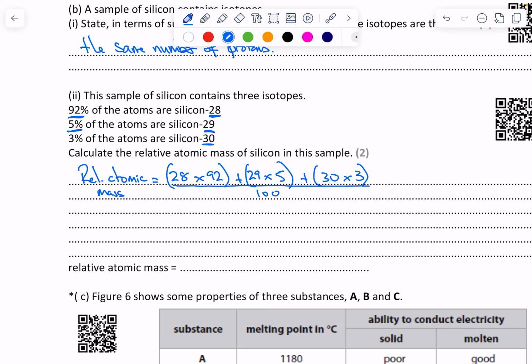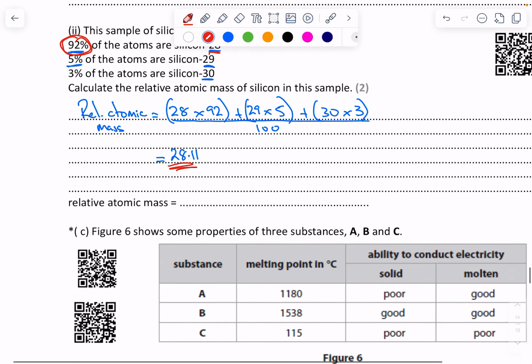So plug that into a calculator. It's given me an answer of 28.11 as a final answer. And if we just check that, because 92% had a mass of 28, we'd expect our answer to be nearer to 28, and that is, so that's going to be the correct answer.